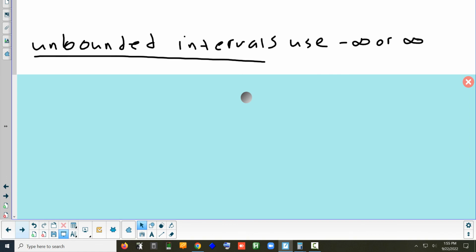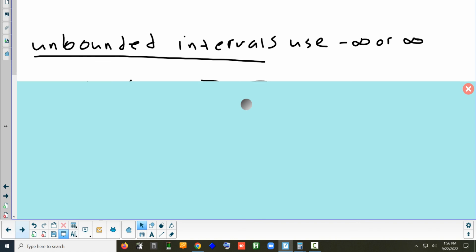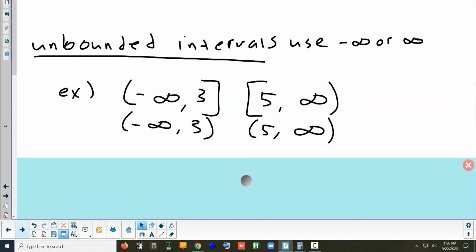Now, can you reach infinity? No. So that means you would always put what kind of symbol on it? Parenthesis. You can't reach it. So anything that has an infinity symbol needs to have a parenthesis next to the infinity symbol. If you put a bracket next to infinity, you're saying you can reach it. You can't.